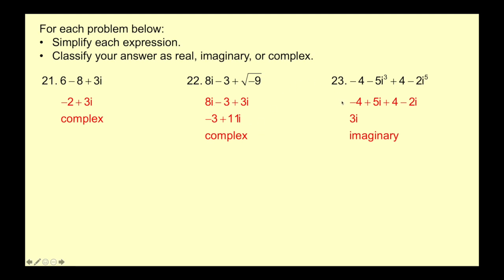For 23, we do have some simplifying to do. We're not allowed to leave these degrees being greater than 1 here. So right away, when I'm rearranging this, the negative 4 can stay negative 4. i to the third turns this into a negative i. So this is negative 5 times negative i, which makes it positive 5i. Then I have plus 4. And then right here, i to the fifth is the same thing as i to the fourth times i to the first. i to the fourth cancels, and I'm just left with i. So then I've got negative 2 times i, which gives me negative 2i. Finally, as I combine, negative 4 and 4 are going to cancel each other. 5i minus 2i is going to be written as 3i, and then that's just imaginary.